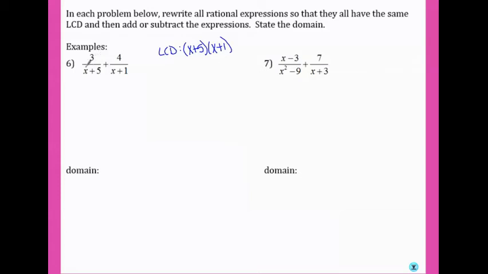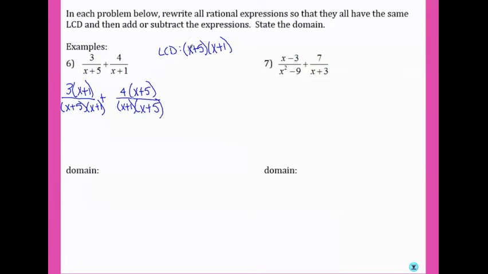For each fraction, we're going to multiply top and bottom by the factor that it's missing from the LCD. So this one already has the x plus 5. It needs the x plus 1, so we multiply it on the bottom, and we multiply it on the top. This fraction's missing the x plus 5, so we multiply it on the top and on the bottom.